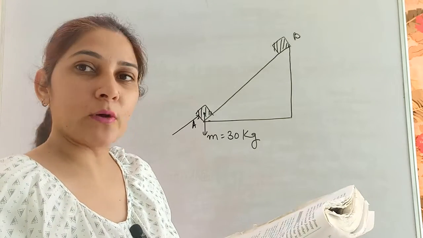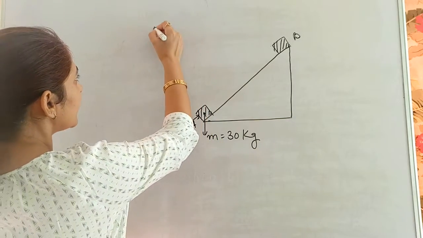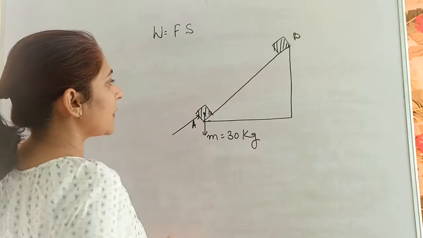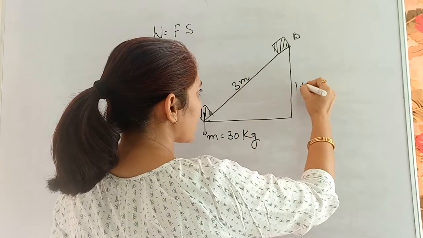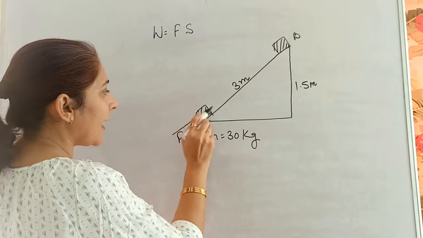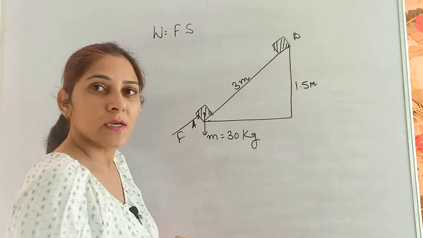What we need to calculate is the work done by the force. So work done is given by what? That is force into displacement. This is given as 3 meters in the diagram and this is given as 1.5 meters. So if we are applying force over here and the block is moved from this point to this point, that means the displacement is 3 meters.